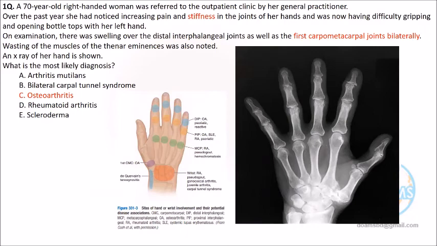A 70-year-old right-handed woman was referred to the outpatient clinic by her general practitioner. Over the past year, she had noticed increasing pain and stiffness in the joints of her hands and was now having difficulty gripping and opening bottle tops with her left hand. On examination, there was a swelling over the distal interphalangeal joints as well as the first metacarpal joints bilaterally. Wasting of the muscles of the thenar eminence was also noted. An X-ray of her hands is shown.